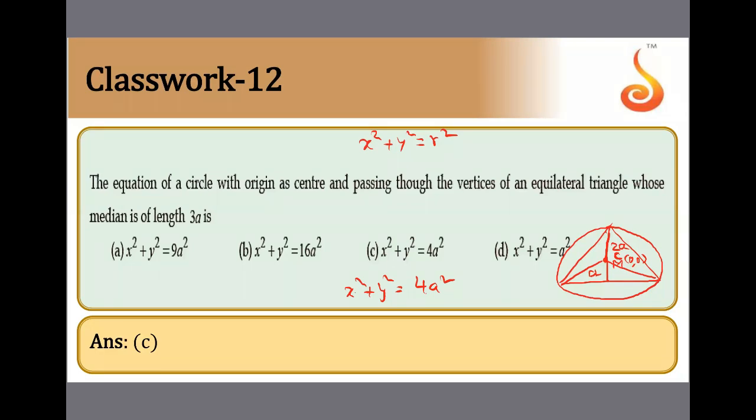Once again, I'll repeat. In an equilateral triangle, the centroid, circumcenter, orthocenter and incenter all coincide. So the median is divided in a ratio 2:1. If this is 2a, this will be a. So this is nothing but the radius. x square plus y square equal to r square, r equal to 2a. So x square plus y square equal to 4a square.